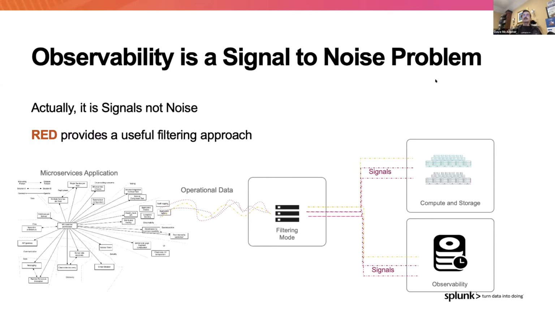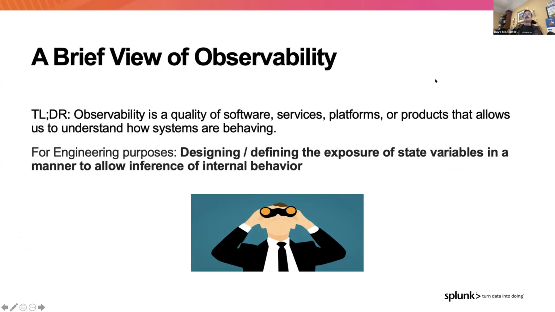Now, everyone actually does have their own version of what makes up observability. The TLDR version: it's the quality of your software. It's the quality of the service that lets you understand how the systems are behaving. What that means is that you have to design a system or make the system observable for this. It's also, for engineering purposes, defining the exposure of those variables in a manner that allows you to infer its behavior.